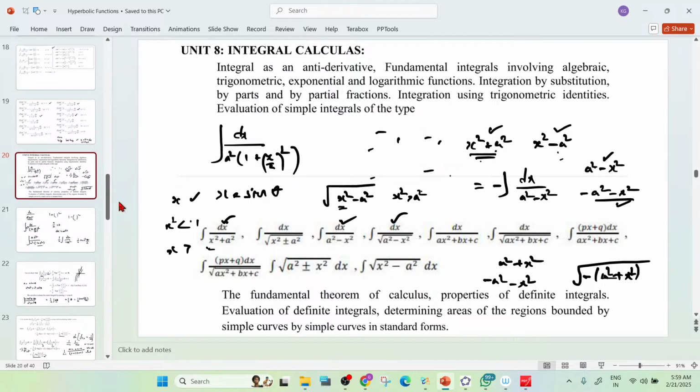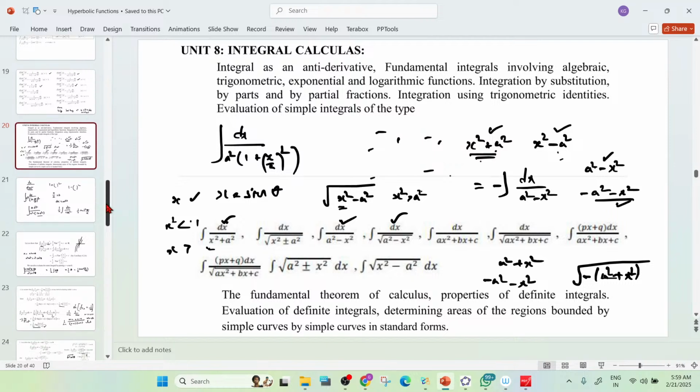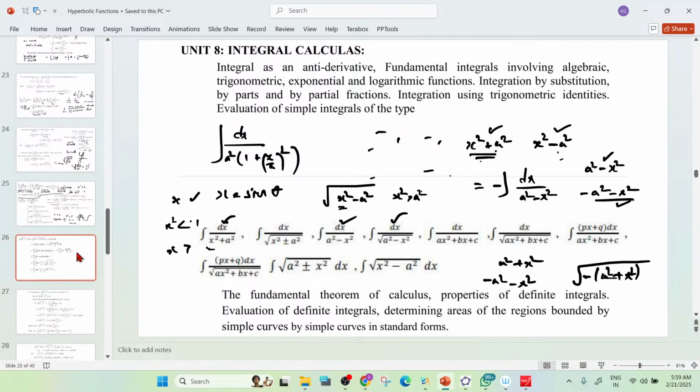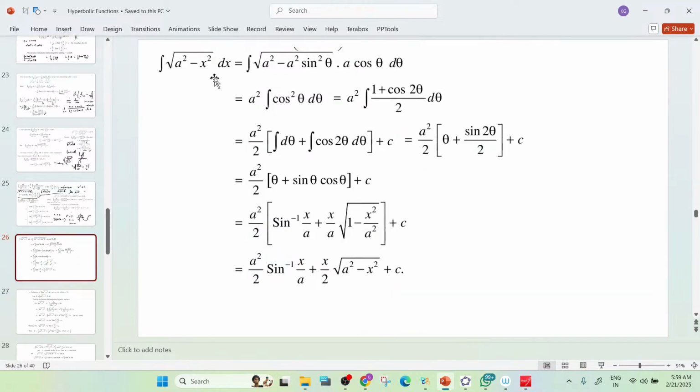Coming to a square plus x square, a square minus x square, and x square minus a square. For a square minus x square, x has to be less than a, so you can take x as a sine theta. So what is dx? a cos theta d theta. This is a cos theta, this is a cos theta.